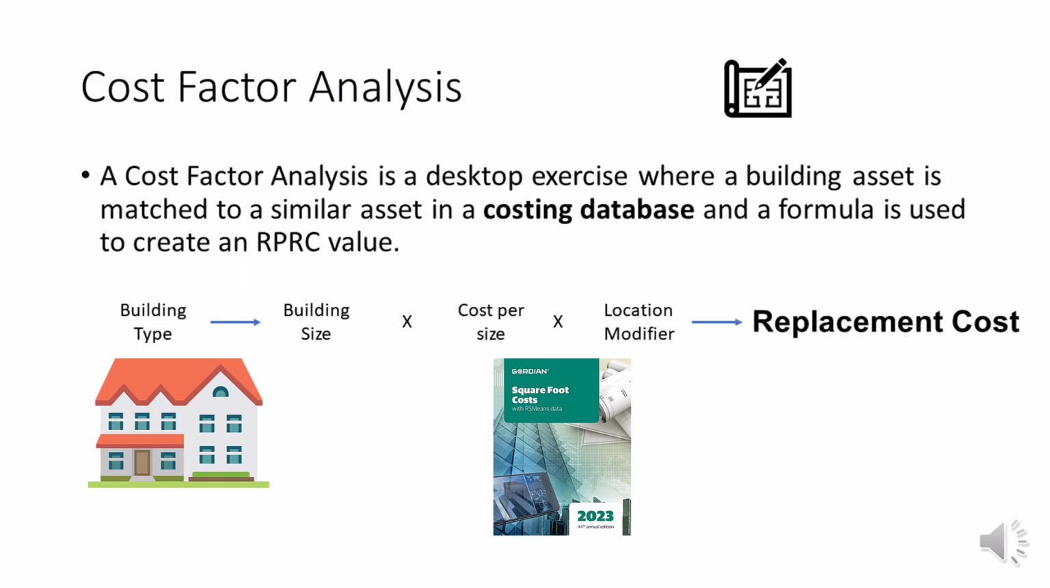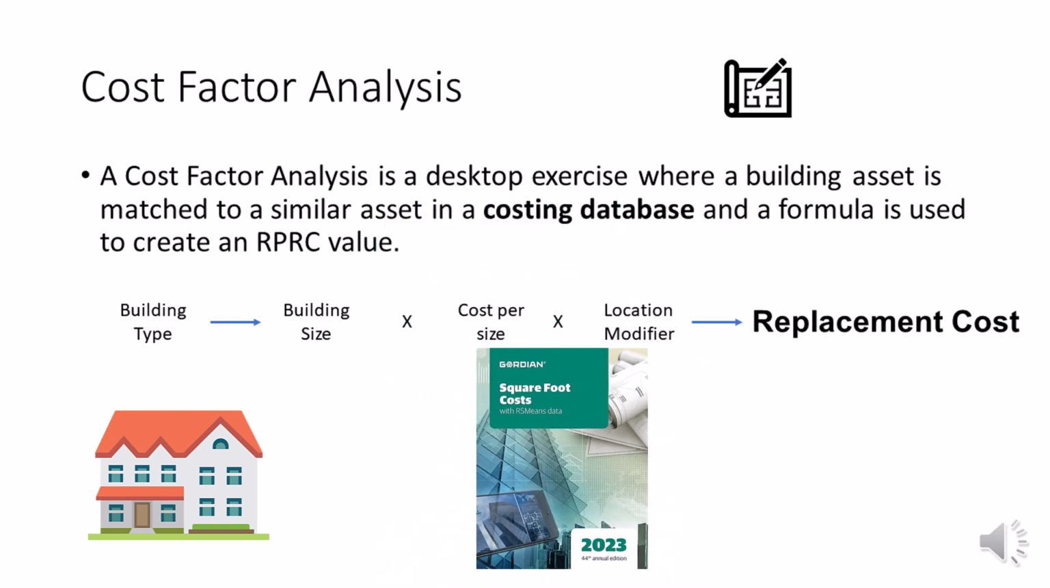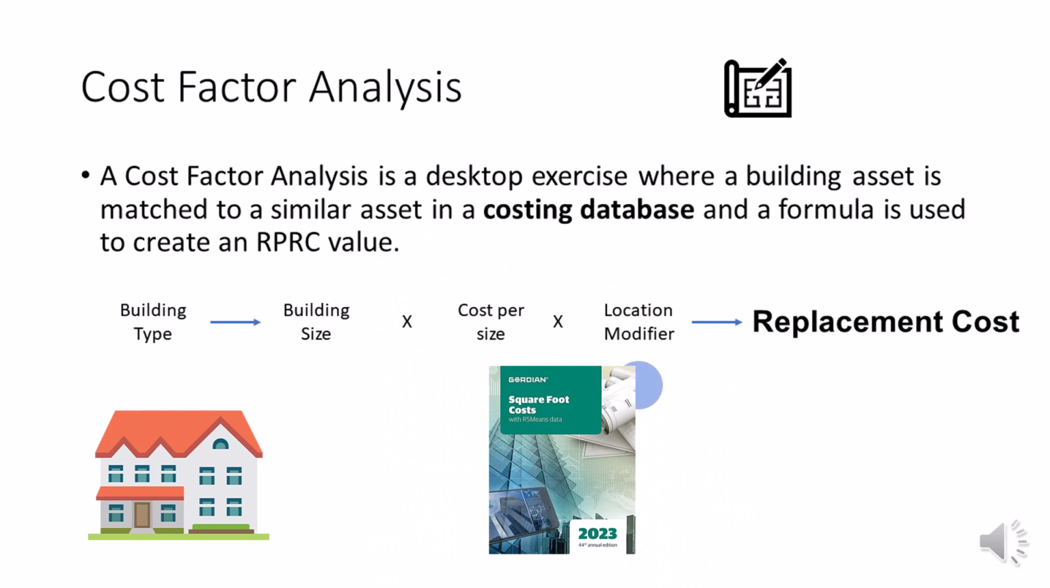An example of that would be having a single-family dwelling or home. The building size can be calculated by the square footage. The specific type of home would be available for lookup in the costing database. We would then add any modifiers, such as a location. Once we multiply everything up, we get our replacement cost.